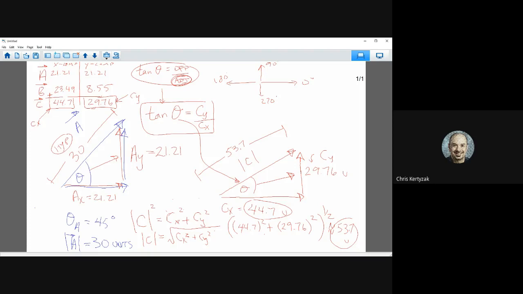All right, so the very last step, and we're pretty much done. I know it takes a while, but at least we'll be through it. So the very last step here would be to say, okay, I'm looking for the tangent of that angle. That's what we're interested in finding out. CY is actually 29.76 divided by the CX, which was 44.7. And now I would do the inverse tan of that ratio into a calculator.